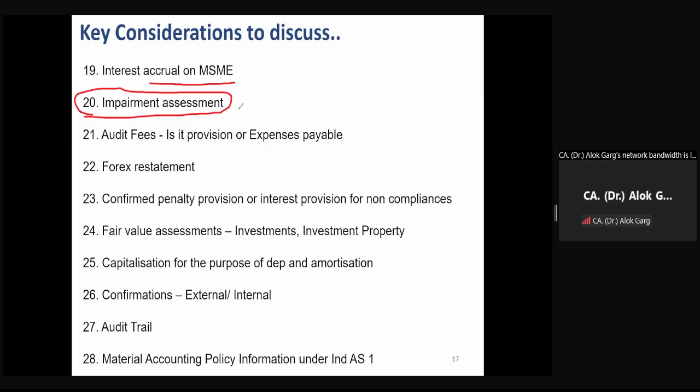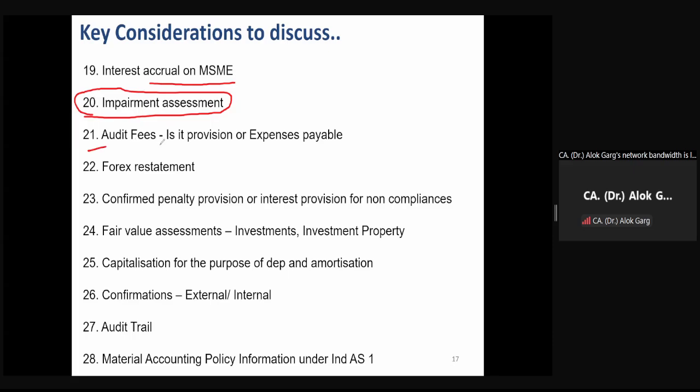For example, if the market capitalization is going down, if the interest rate is getting high, or if the company is incurring regular losses, these are the circumstances where you need to check the impairment assessment. You need to ask for the value in use. You need to ask for the cash flow projections from the management, and you need to check those projections. You have to do the sensitivity, and you have to check the recoverable value.